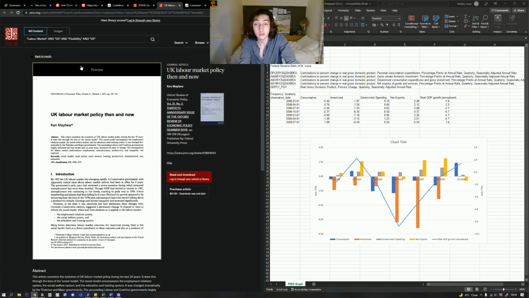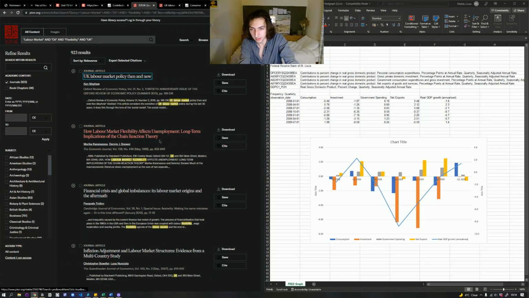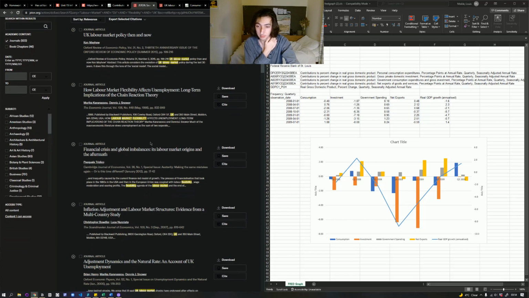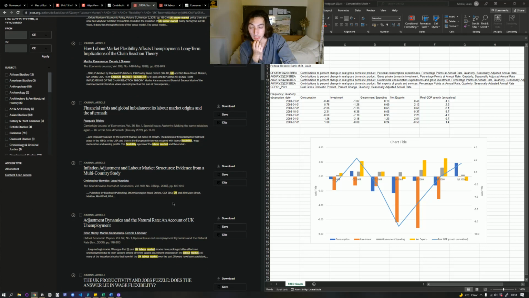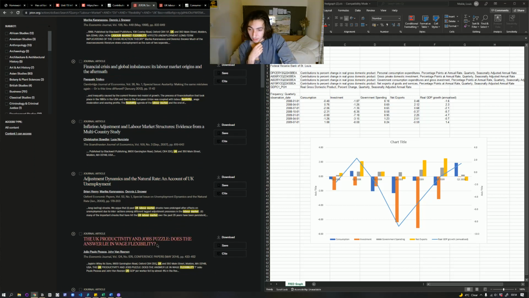But yeah, this is just one source that you guys could use. You can use a lot of others. So you can see how labour market flexibility affects unemployment, long-term implications of the chain reaction theory. This is also relevant, but was done in 1998, so I would probably not. Well, it could be useful. We never know. Inflation adjustment and labour market structures. Oh, but that's from a Scandinavian journal. I don't know. See, this is the UK productivity and jobs model, the answer to why in wage flexibility. That could also be good. And it's from the Economic Journal as well. In fact, I think I'm going to highlight that one.